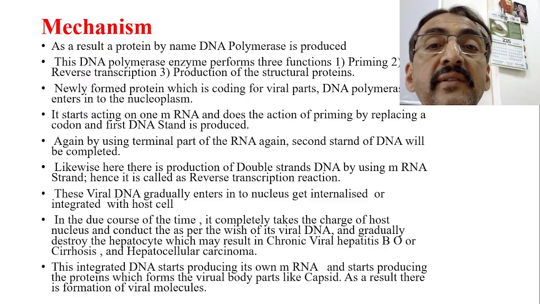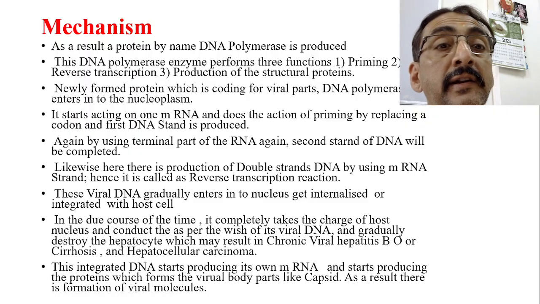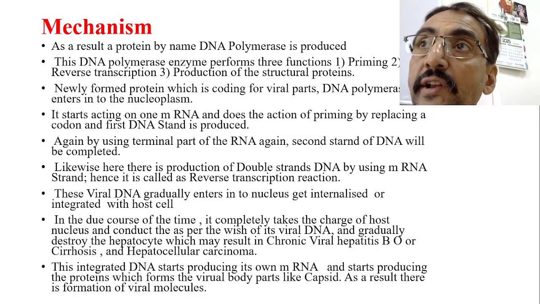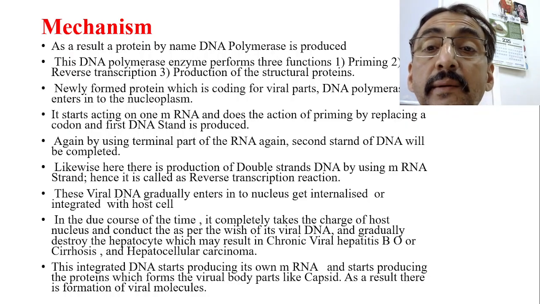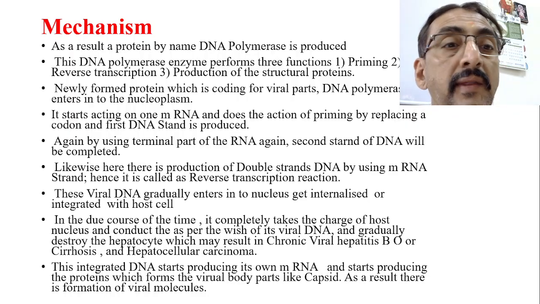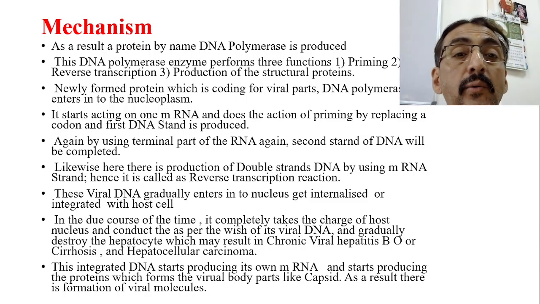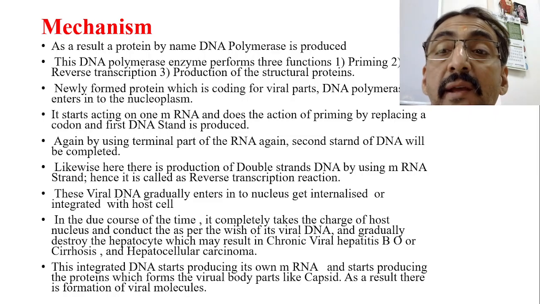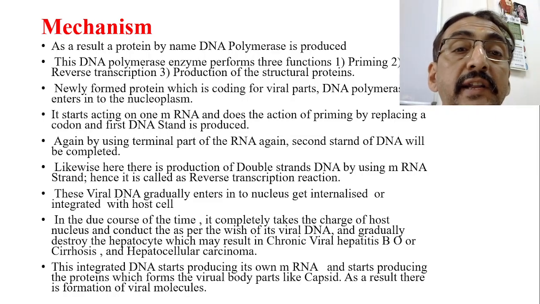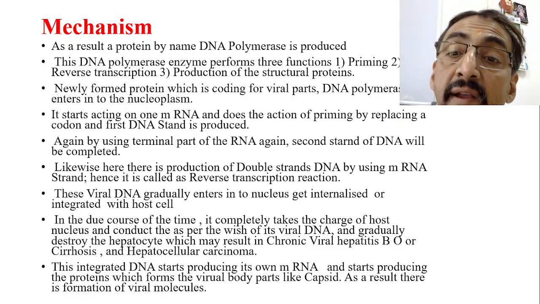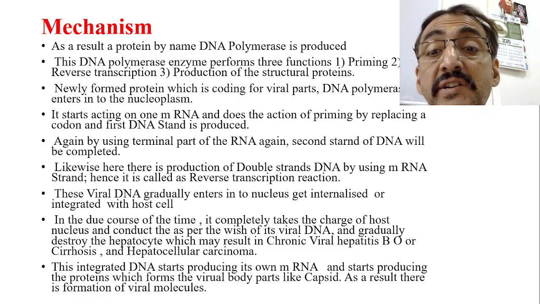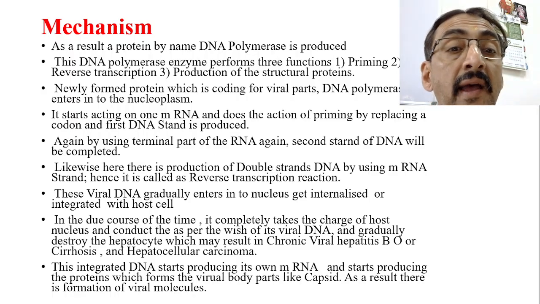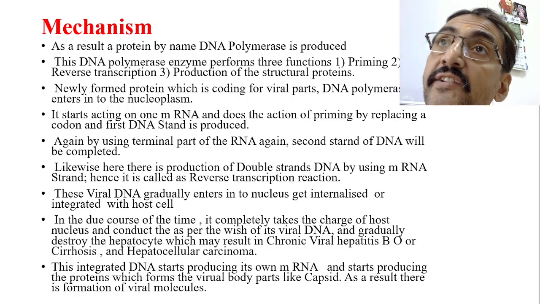This DNA polymerase enzyme performs 3 functions: priming, reverse transcription, and production of the structural proteins required for the virus to grow. The newly formed protein, which is coding for the viral DNA polymerase, enters into the nucleoplasm. It starts acting on one mRNA and does the action of priming by replacing a codon, and the first DNA strand is produced. Again, by using the terminal part of the mRNA, the second strand of the DNA will be produced or completed. Likewise, there is production of double strands of DNA by using the mRNA strand. Hence, it is called reverse transcription reaction.